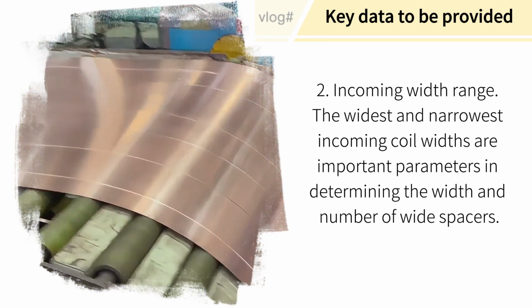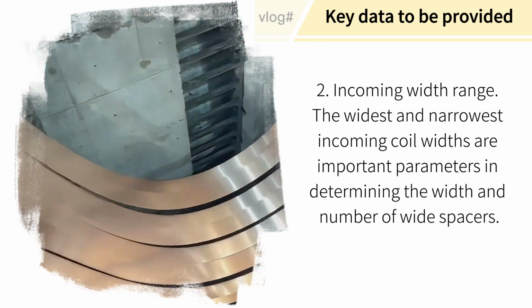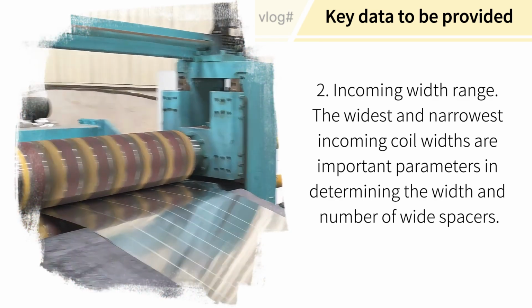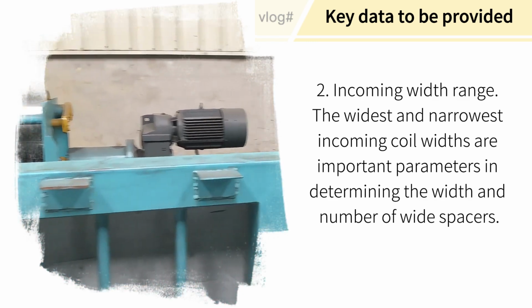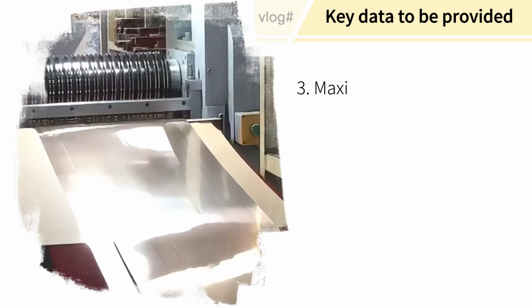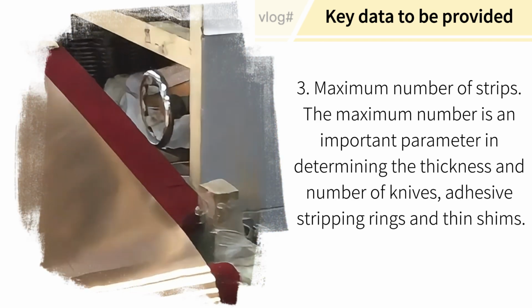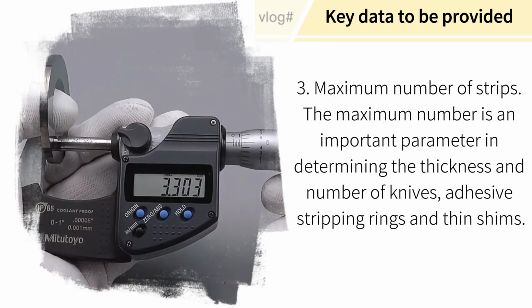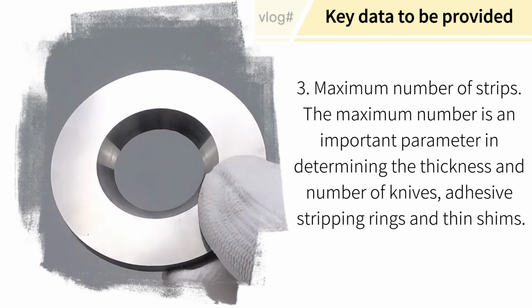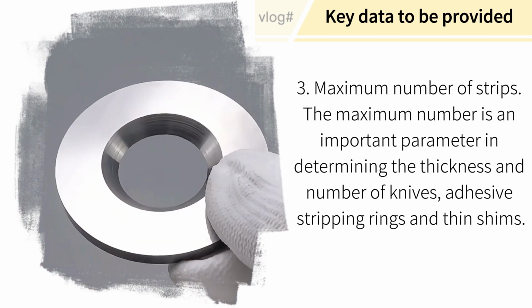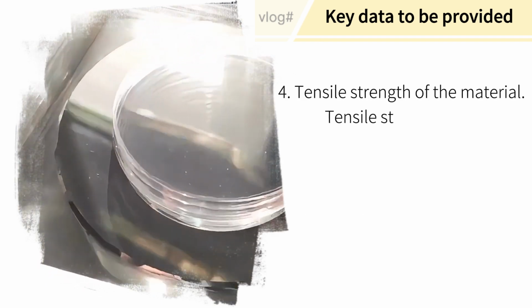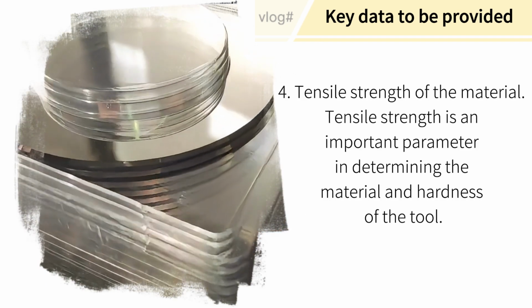2. Incoming width range. The widest and narrowest incoming coil widths are important parameters in determining the width and number of wide spacers. 3. Maximum number of strips. The maximum number is an important parameter in determining the thickness and number of knives, adhesive stripping rings, and thin shims.